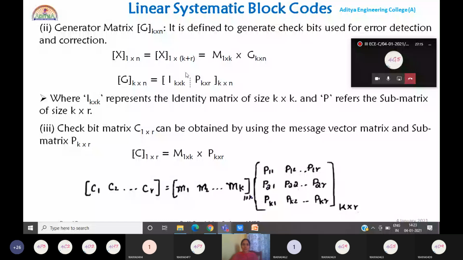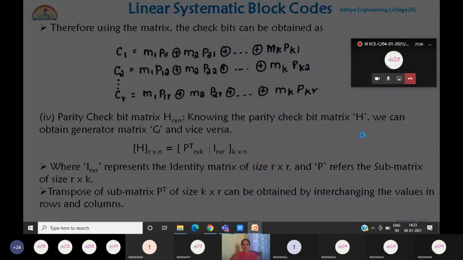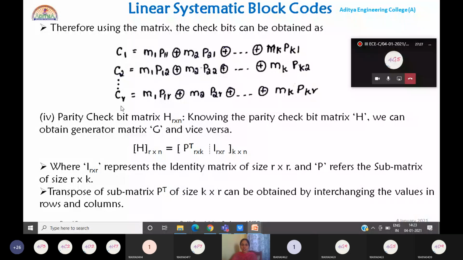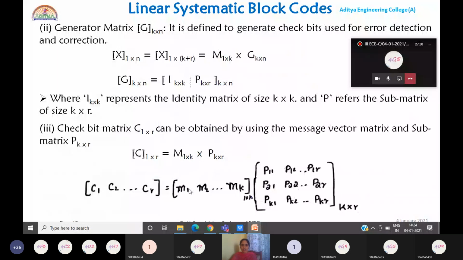Because first you will have an identity matrix of size k by k followed by the P matrix, a submatrix of size k by r. Then you can obtain the check bits. So how do you calculate the check bits? Here the first matrix is 1 by k and the second matrix is k by r. So you will get a total matrix size of 1 by r.